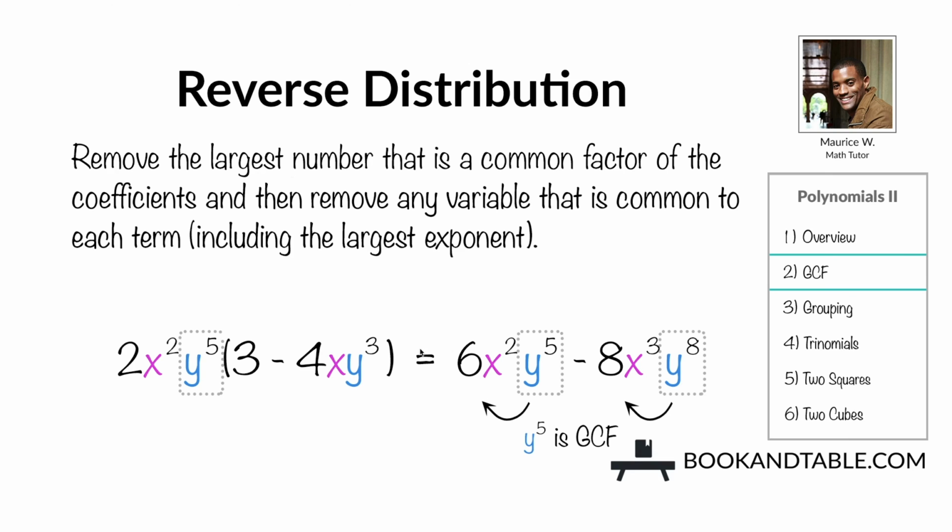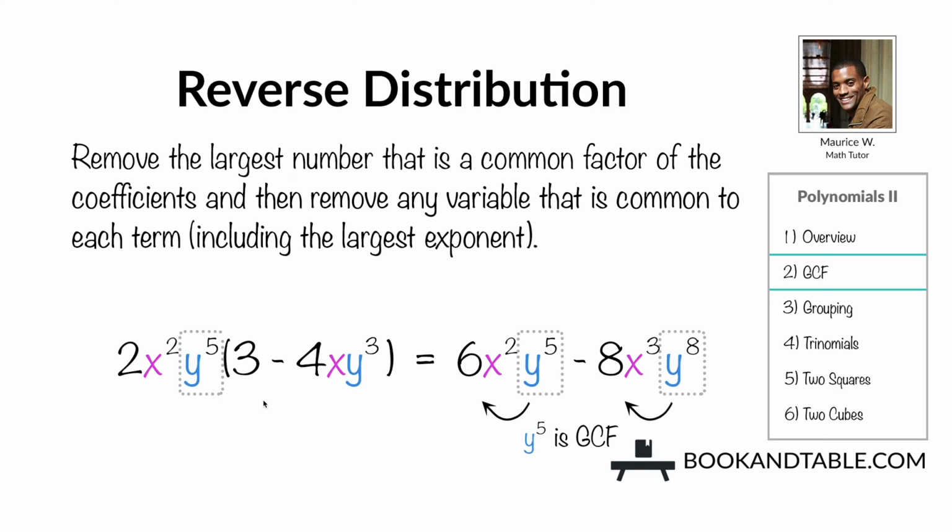And then you go to the next variable, which in this case is y. We have y to the 5th and y to the 8th. So the greatest common factor of the y's is y to the 5th, since you have 5 y's in each, but you do not have 8 y's in each. You only have 5 here. So when you remove the greatest common factor of y to the 5th, you take that out.